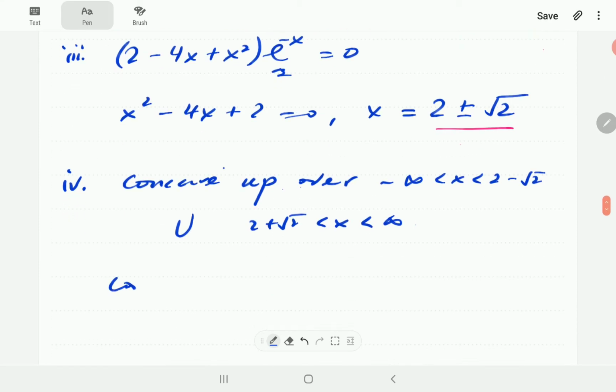And then it's going to be concave down only between those two numbers there. So between 2 minus root 2 and 2 plus root 2, then it is concave down.